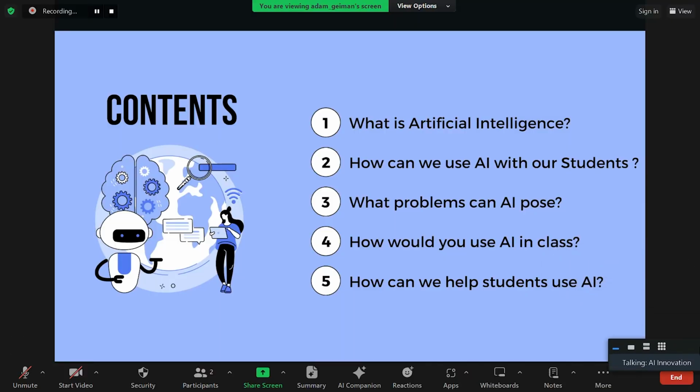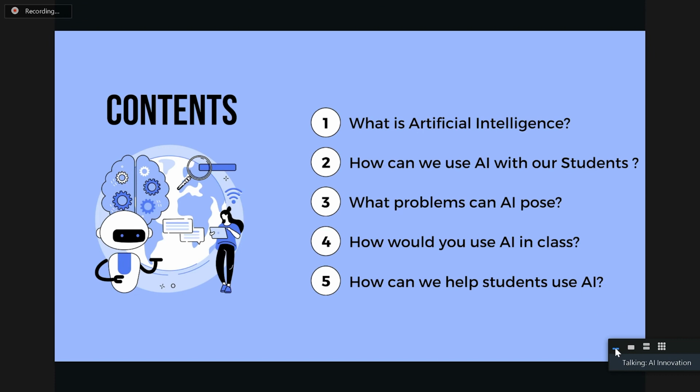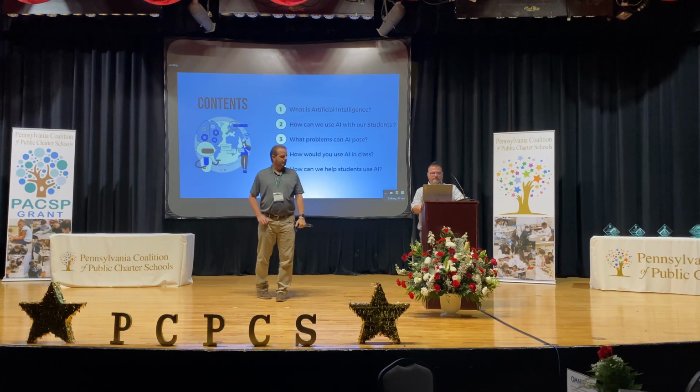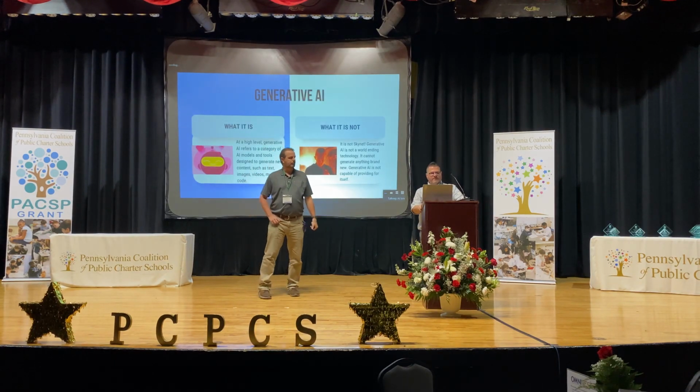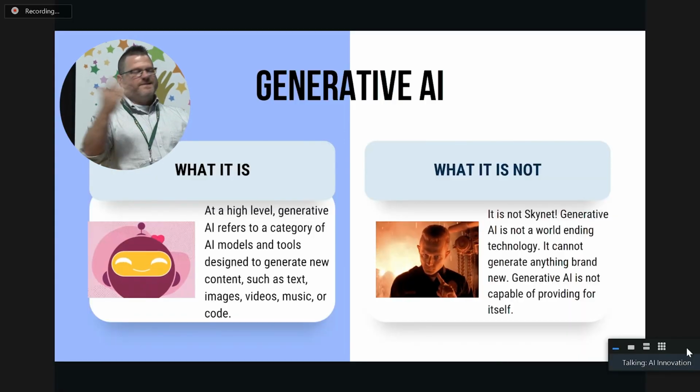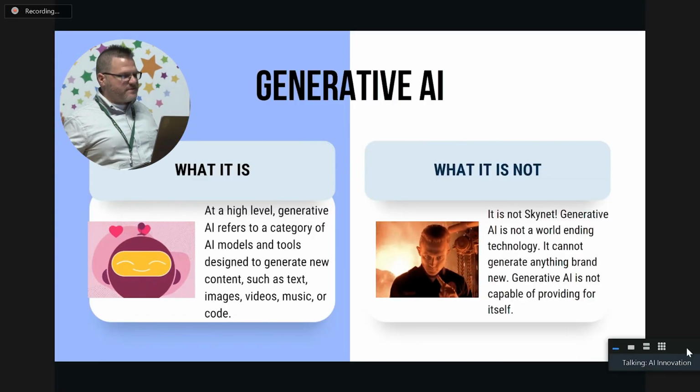Today we're going to take a quick look at what artificial intelligence actually is, how we can use it with our students, and the problems it's going to pose, because nothing we know is ever all good or all bad. We'll also look at how we can use it in our classroom and help our students utilize it. So let's start off with generative AI. We've been here all day listening about AI. What is AI? A lot of people have discussed that.